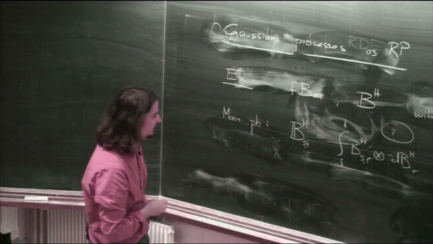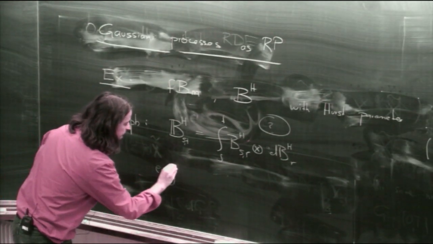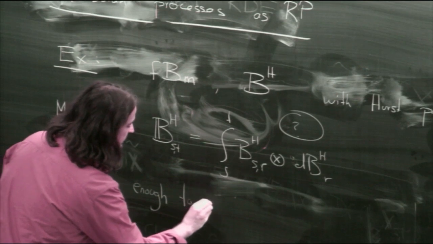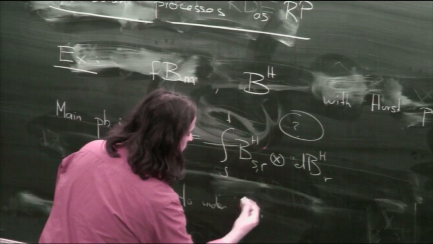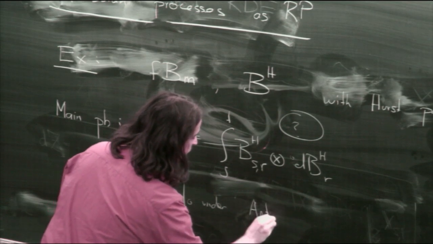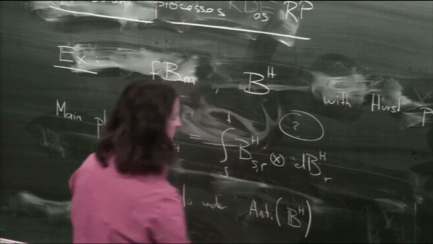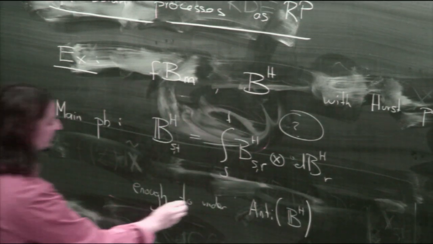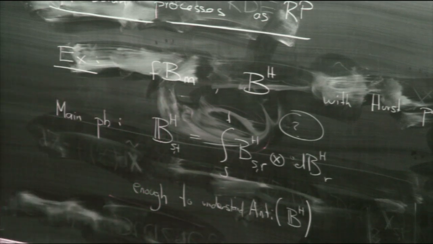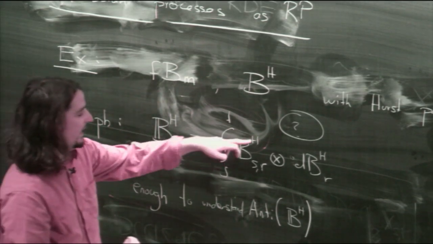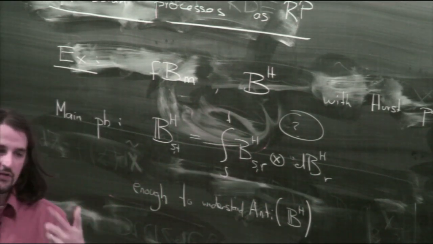Yeah? So it's enough to understand the antisymmetric part. So let me see. To understand. Right? So the antisymmetric part means you have to look at the ith component of B^H and integrate it against the jth component, and then minus the other way around.